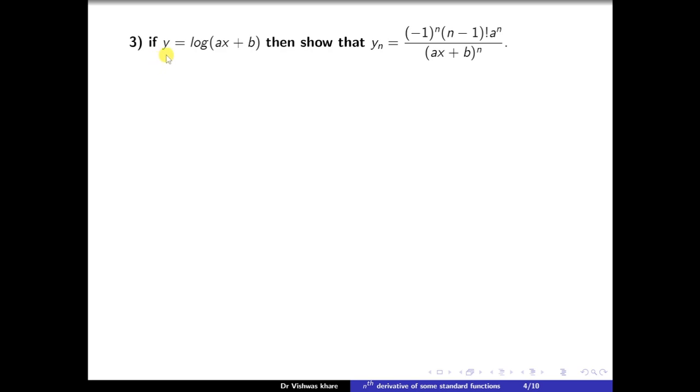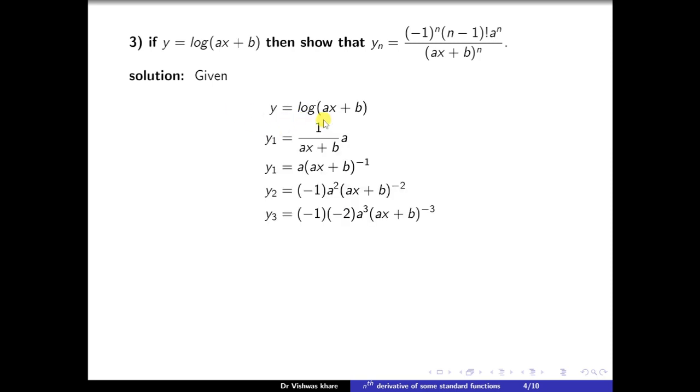Now let us take this example. If y is equal to log (ax plus b), then show that yn is equal to minus 1 to the power n minus 1, factorial (n minus 1), a to the power n, divided by (ax plus b) to the power n. Let us see the solution.